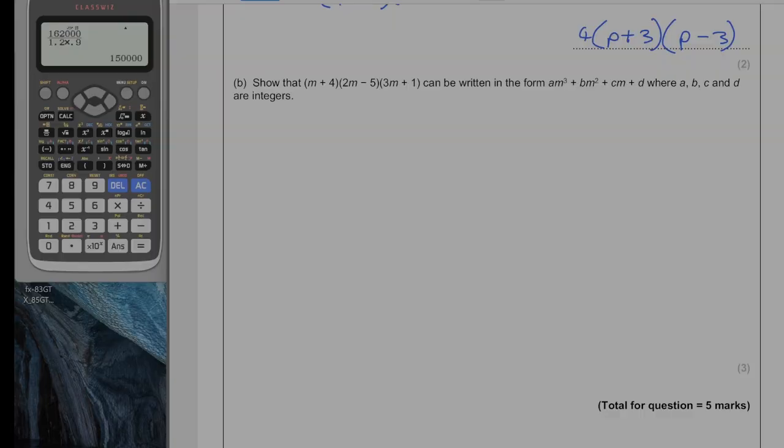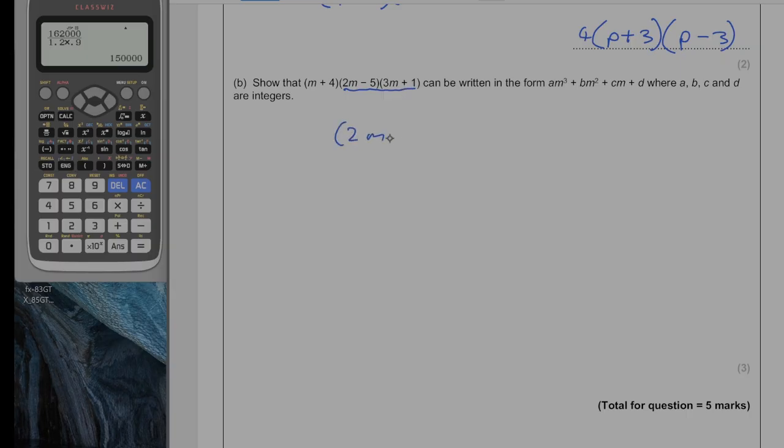Part B, show that the triple bracket can be written in the form am to the power 3 plus bm to the power 2 plus cm plus d, where a, b, c and d are integers. So whenever I'm expanding a triple bracket, I like to save the easier bracket for my last step. So I'm going to expand this bracket first of all.